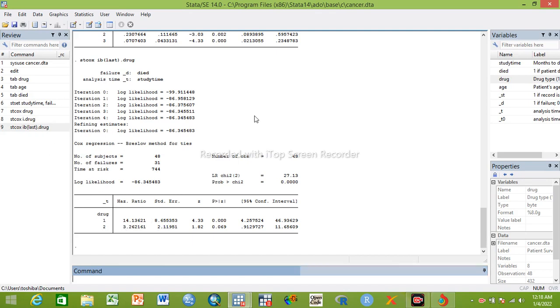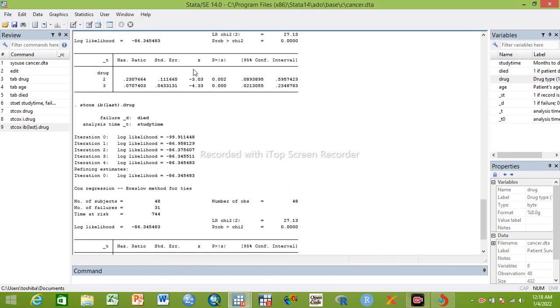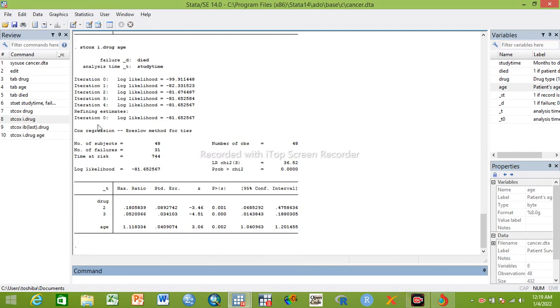Now we have done and interpreted the bivariable Cox regression analysis. The other one is the multivariable Cox regression analysis. To say multivariable, independent variables should be more than one. So stcox i.drug is one variable, the other is age. Since we have two independent variables, drug and age, we can use age. So this is the number of subjects, number of failures 31, time at risk is 744. This is the log likelihood, minus 81. So it takes the last iteration.